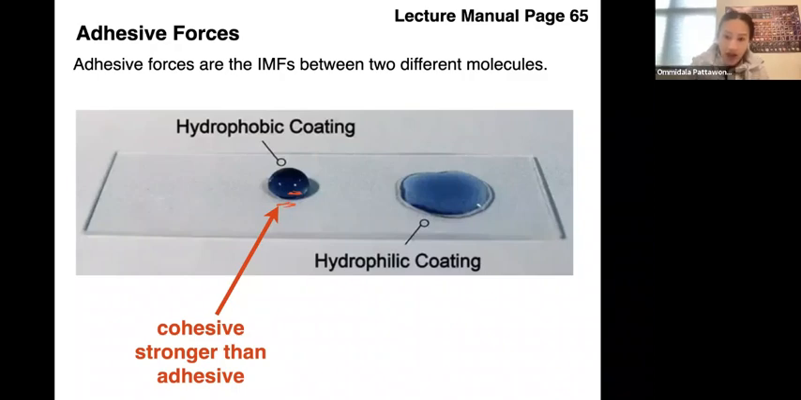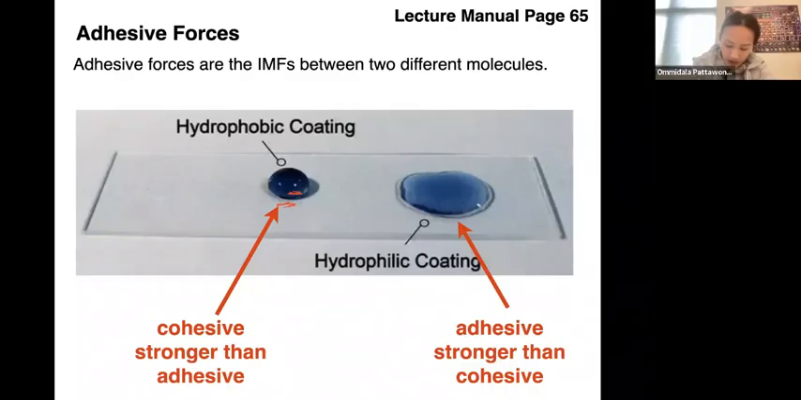On the other hand, if you have water on a hydrophilic coating, philic means love, so this is a substance that loves water. Water interacts well with the coating. In this case, the adhesive force is stronger than the cohesive force. Therefore, the water droplet spreads throughout the coating because water interacts well with it. So the shape of the liquid depends on the relative strength of the cohesive and adhesive forces.